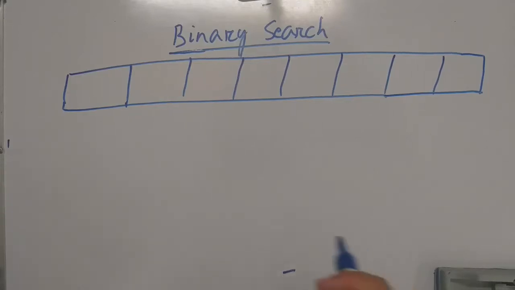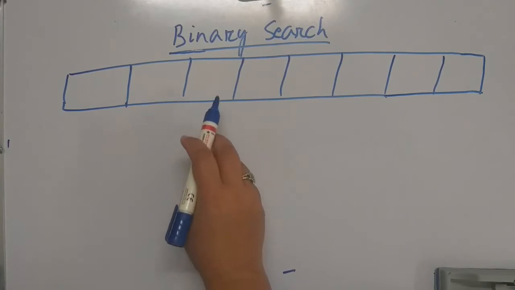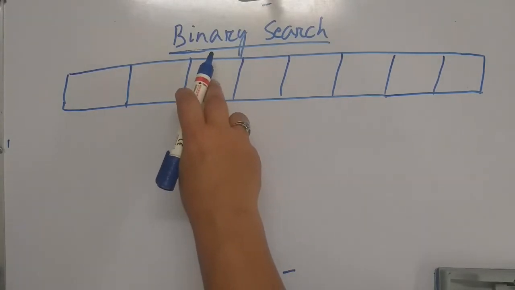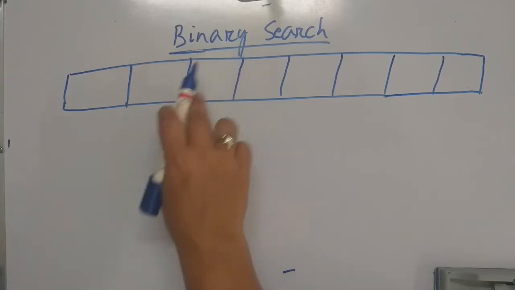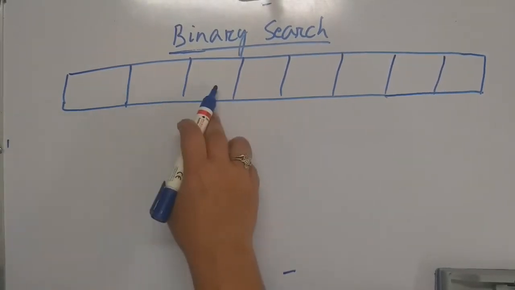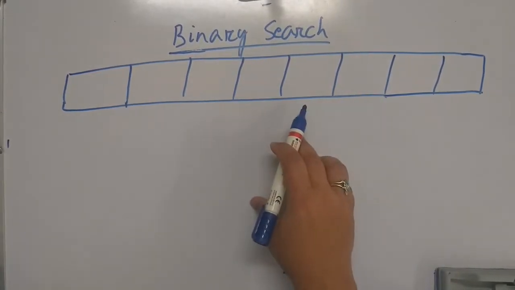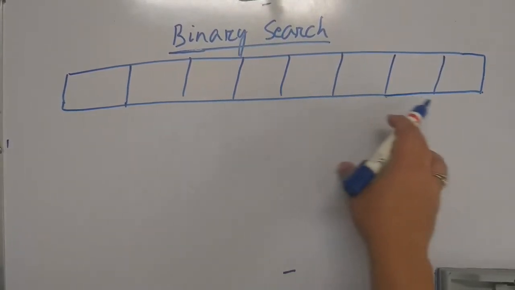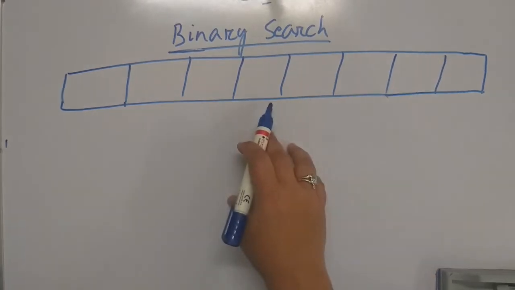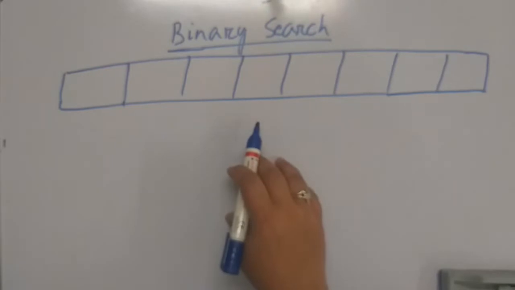Hello friends, today we will discuss binary search. In the previous class we discussed linear search, where we check each and every element to find out whether a particular element is present in the list or not. But in binary search, we divide the list into two parts and then search the left portion and the right portion of the list.